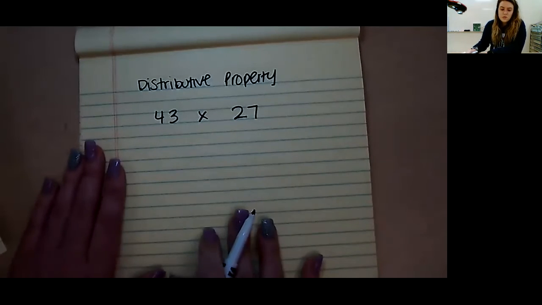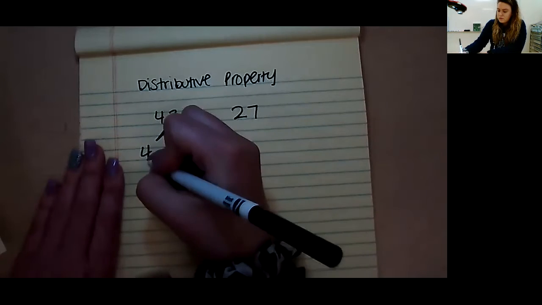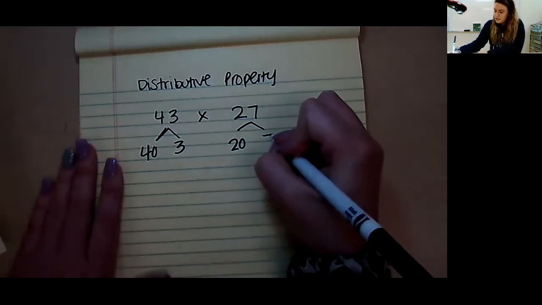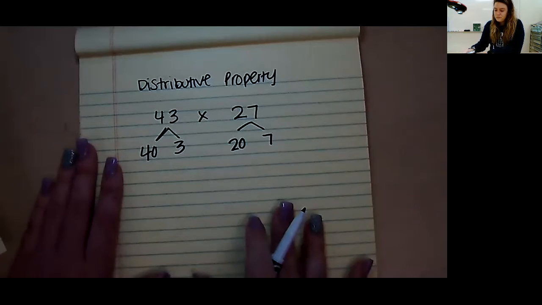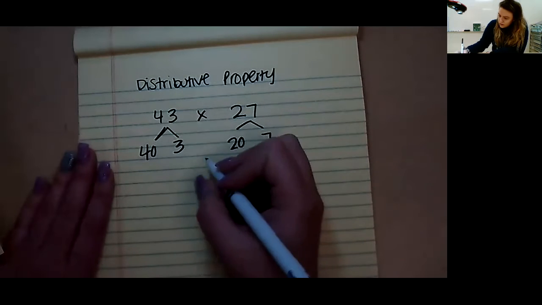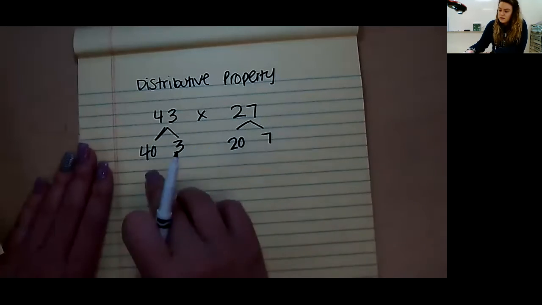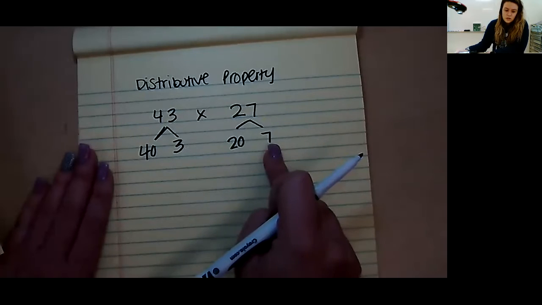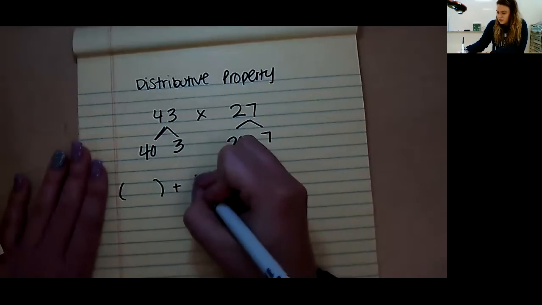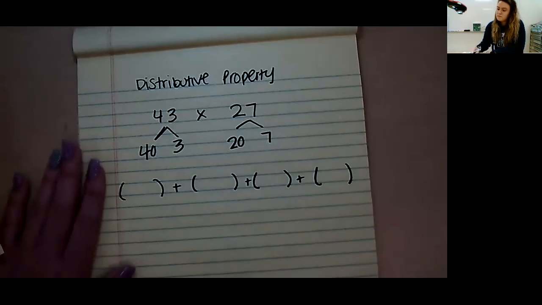So 43 and 27, again, I'm going to break them up by their place values. 43 will be broken up into 40 and 3. 27 will be broken up into 20 and 7. Then from here, you're going to distribute, hence the name distributive property, the numbers to the other terms. So let's start with the 40. And you're going to draw your parentheses as well. Since there are 4 numbers, I'm going to have 4 sets of parentheses.